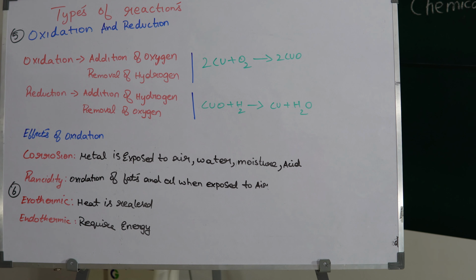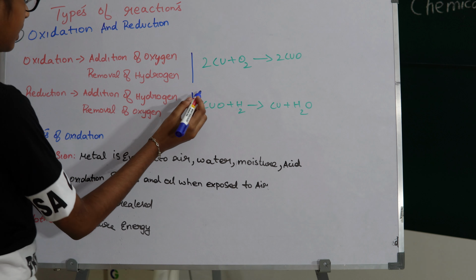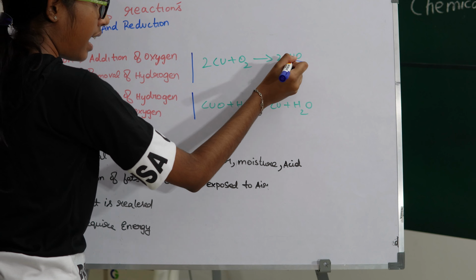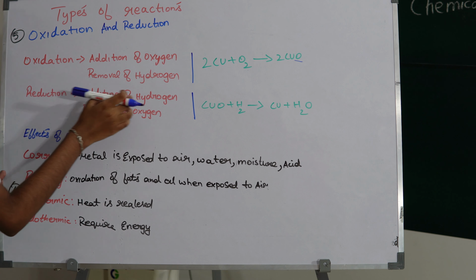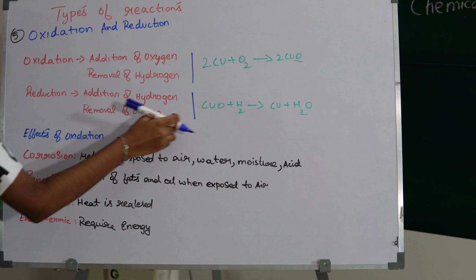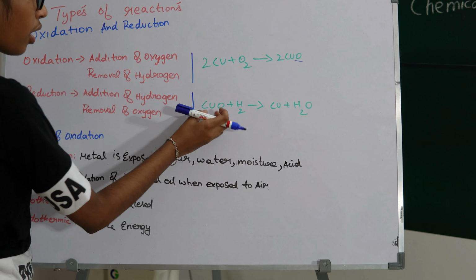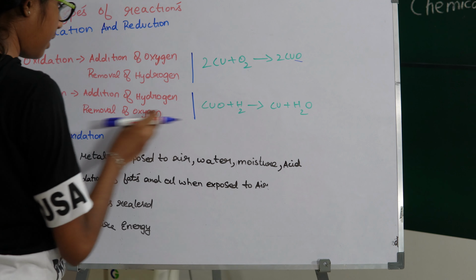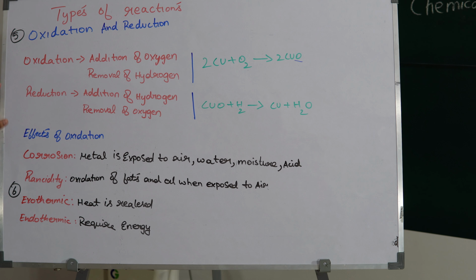So now we have the fifth type, which is oxidation and reduction. If you take oxidation, it is addition of oxygen or removal of hydrogen. So here we can see that oxygen is getting added to copper, Cu. Next is reduction. Addition of hydrogen, removal of oxygen. CuO plus H2 gives Cu plus H2O. So removal of oxygen. Here CuO is there, but over here the oxygen is getting separated, removed, and going and joining with hydrogen. This is oxidation and reduction.